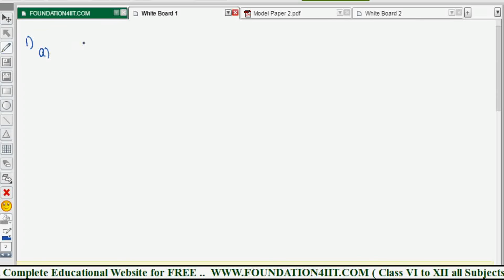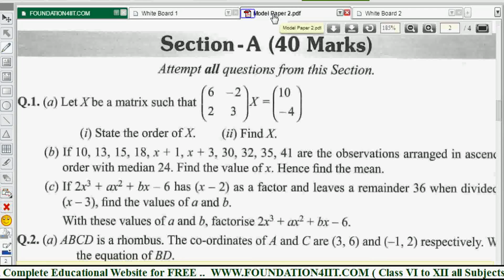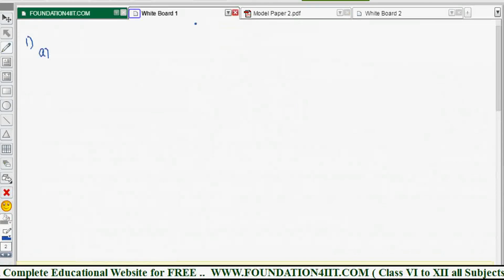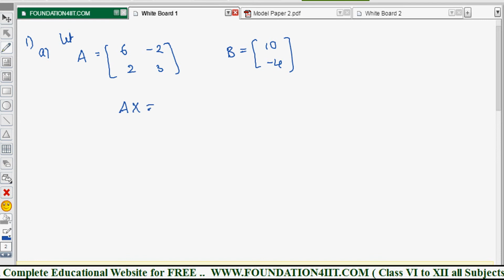Okay, so here first if we take the given statement, let this matrix be A and I'm taking this as B. So A into X is equal to B. Matrix A is taken as [6 -2; 2 3]. It is given. So we need to find out the matrix X. And let B be [10; -4]. These two are given. So according to the condition, we need to find out AX is equal to B.